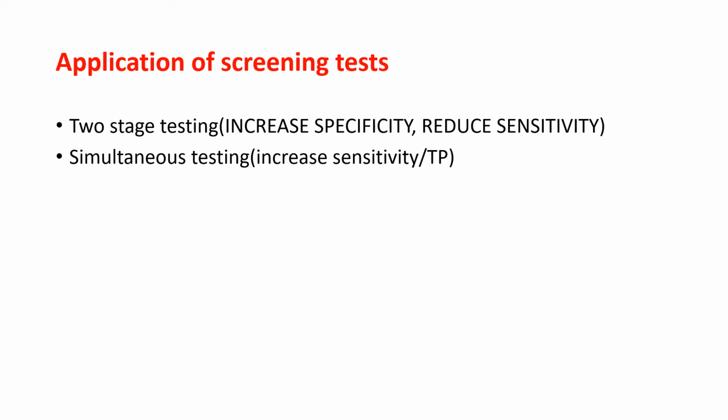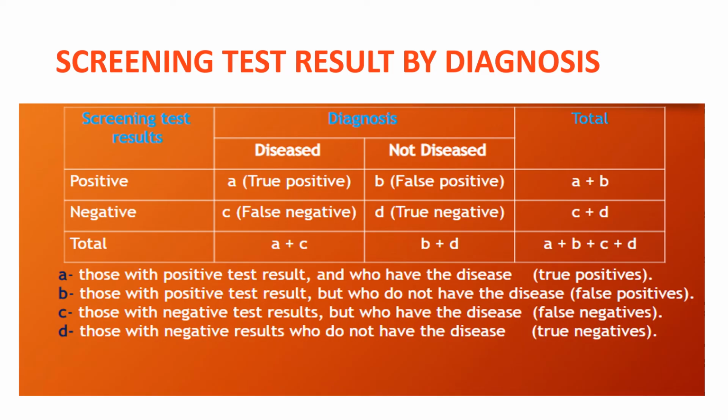So an example of two-stage testing would be, first you go for probably urinary sugar, and once it's positive, you might try out the glucose tolerance test. So let us look at this 2x2 table to get an understanding of the screening test result by diagnosis.